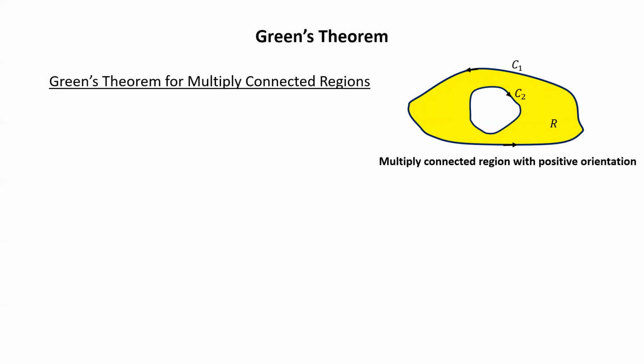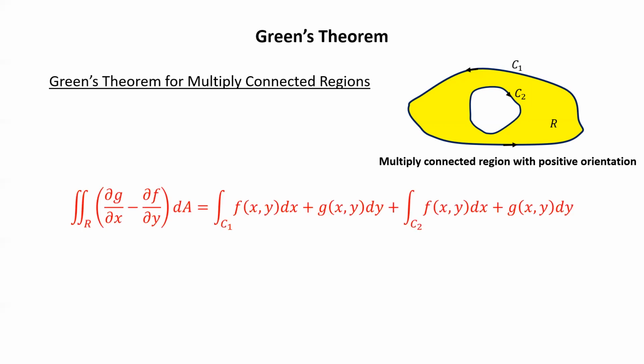We say that it has positive orientation if the outer curve is counterclockwise and the curves around all the holes are clockwise. Green's theorem for multiply connected regions says that the double integral over R of partial g with respect to x minus partial f with respect to y dA is equal to the sum of the line integrals. The first one, the line integral over C1 of f(x,y) dx plus g(x,y) dy. And the second one is the line integral over C2 of f(x,y) dx plus g(x,y) dy.